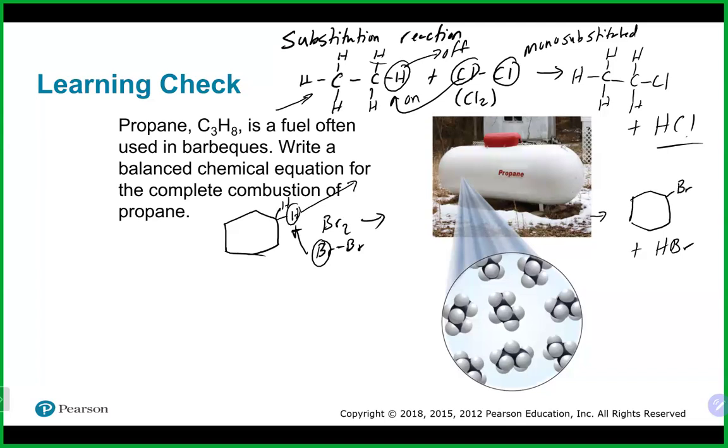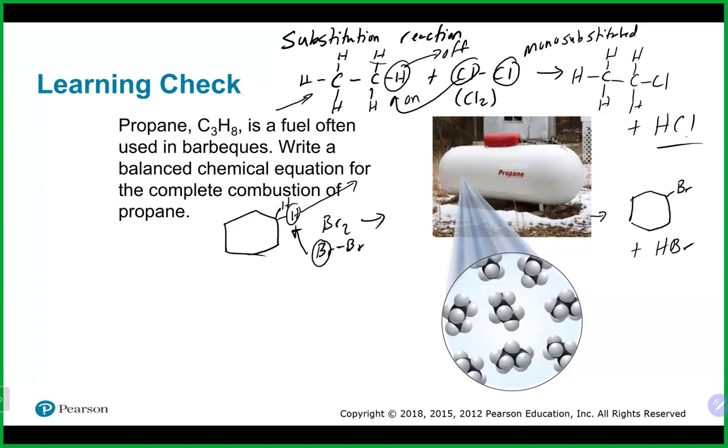Any questions on reactions of alkanes? So combustion, substitution, yeah. Yeah, so in this case it's likely the gas version of it, because that's ethane and it's also a gas, and the Cl2 is also a gas, so it's probably going to be both gases in that case.